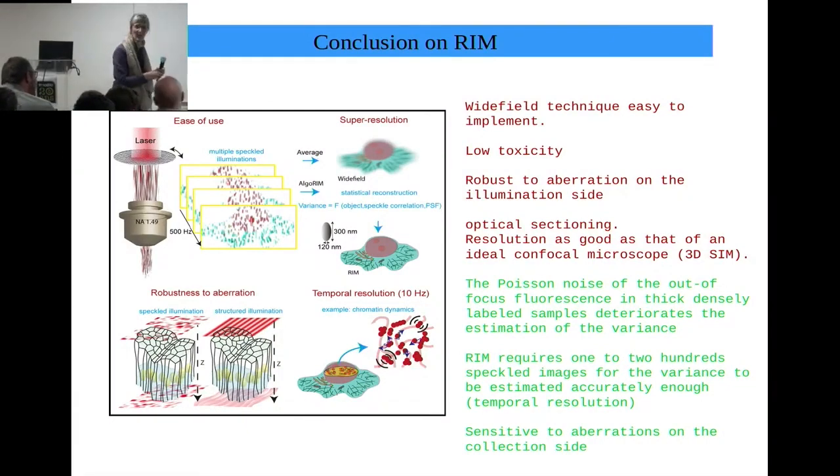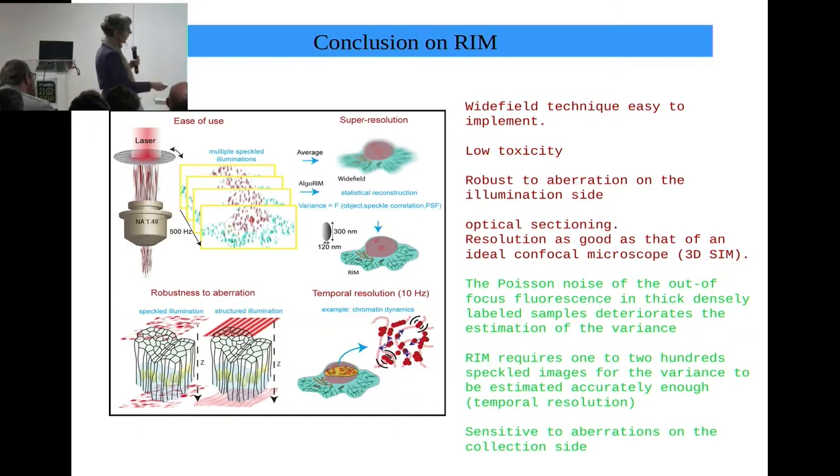So this is an important point. Of course, we are also illuminating the whole sample, so it's not like light sheet microscopy. Regions of the sample we are not interested in are still illuminated, so there is still a little toxicity. This is another drawback.